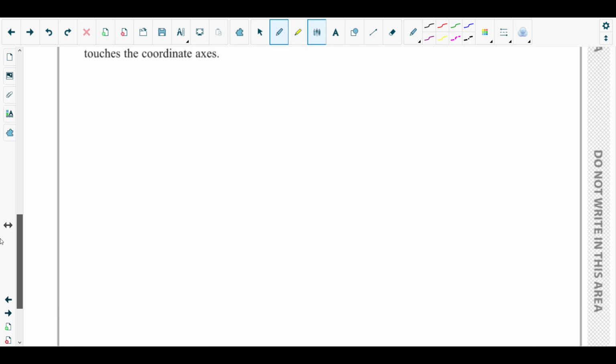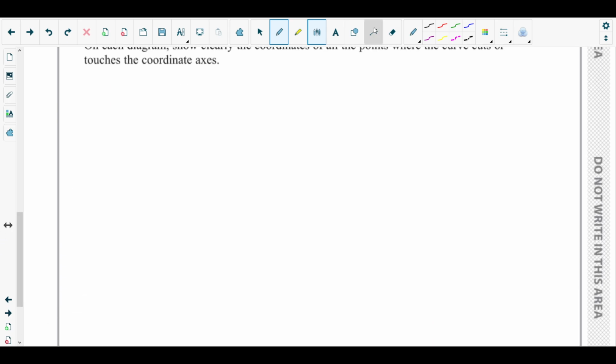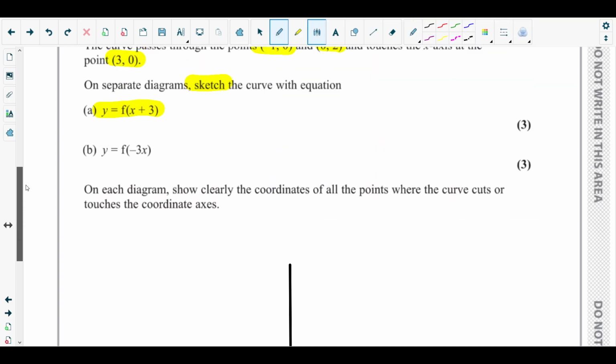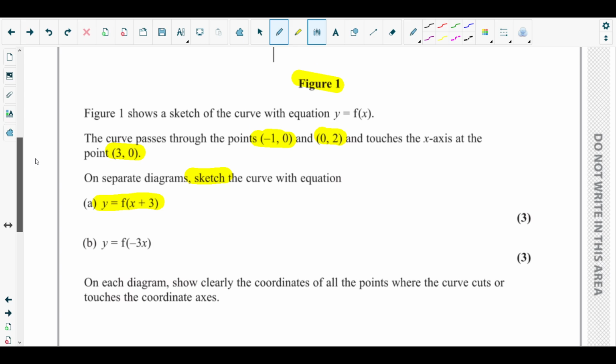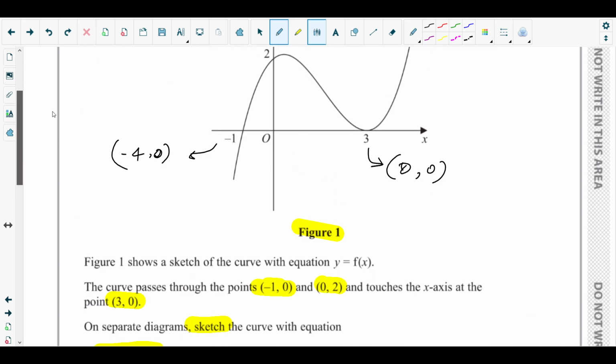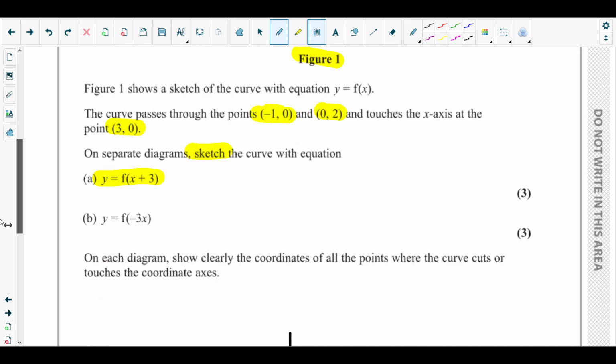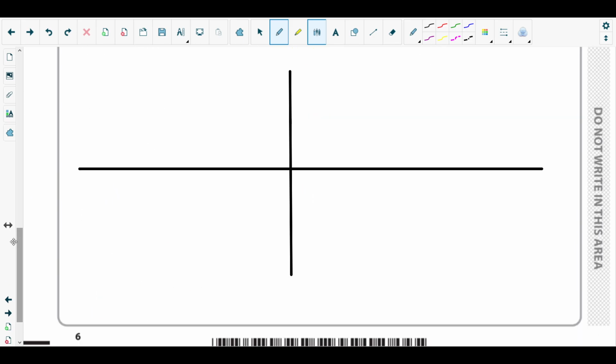Let's sketch the transformed curve y equals f of x plus 3. Let me write the y-axis here at first, then the horizontal axis, the x-axis. Now consider the points of intersection with the x-axis. From left, the Cartesian axis starts from the left side. So on the left side the first point is -4, 0. So it will intersect the x-axis at -4, 0.